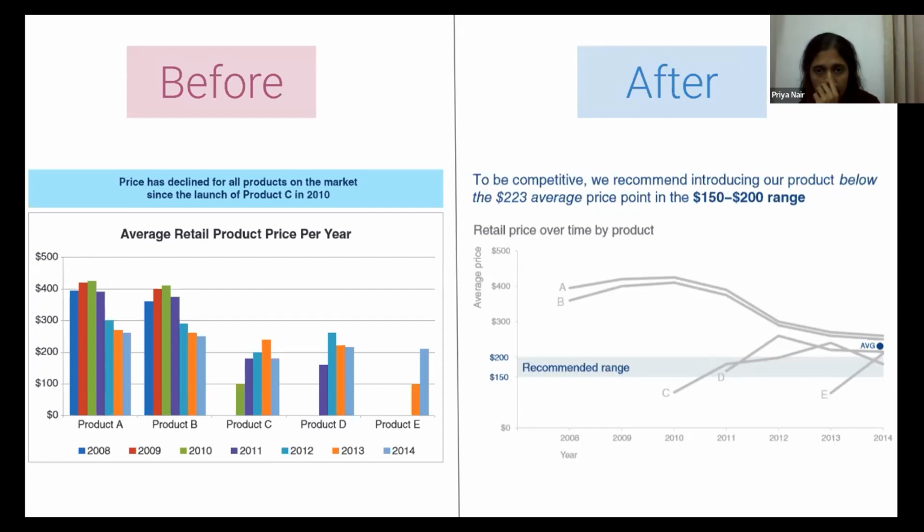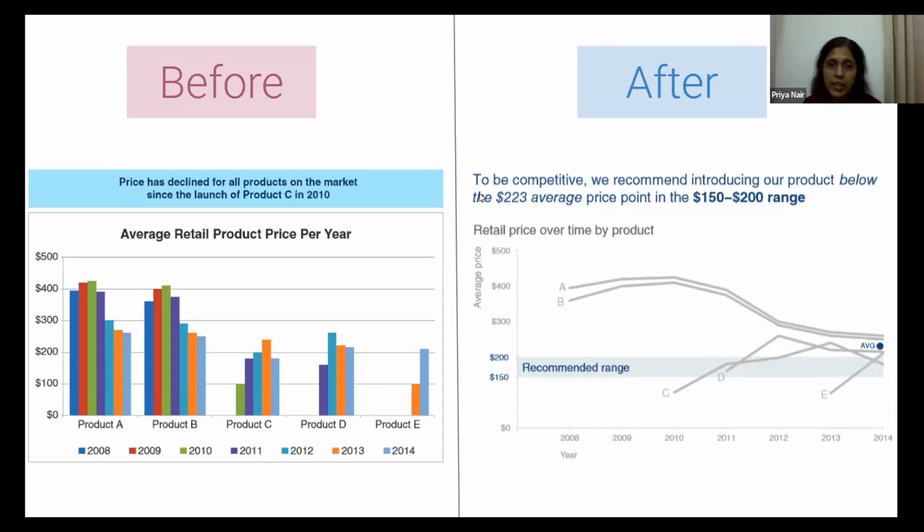With, say, A at somewhere around 260 and product C the lowest, maybe at 180 or something. Based on those two values, they have highlighted an average value, which is around 220. I guess they have mentioned it in the statement: it is 223, the average price. And then they have put a recommended range between 150 to 200.